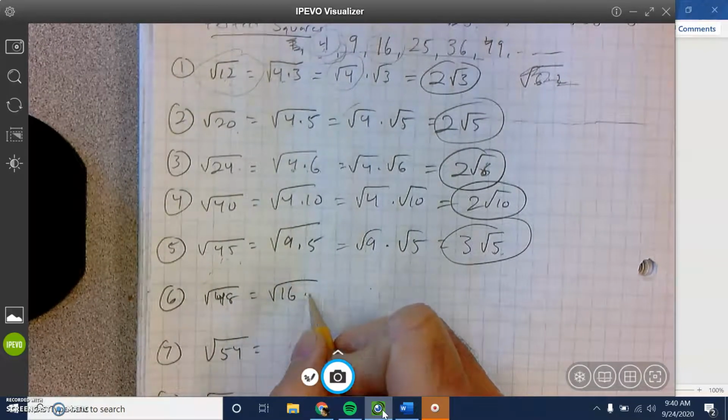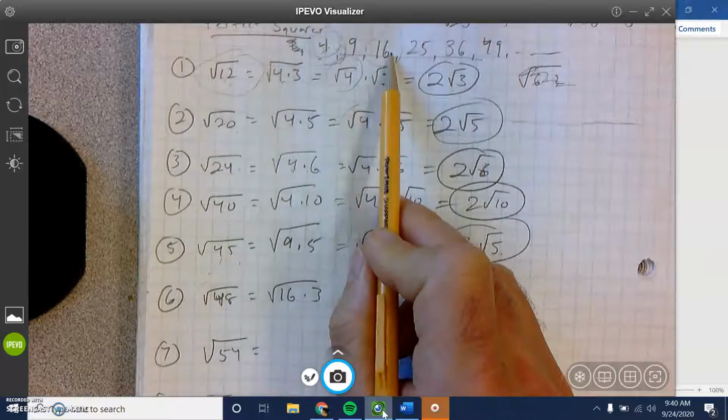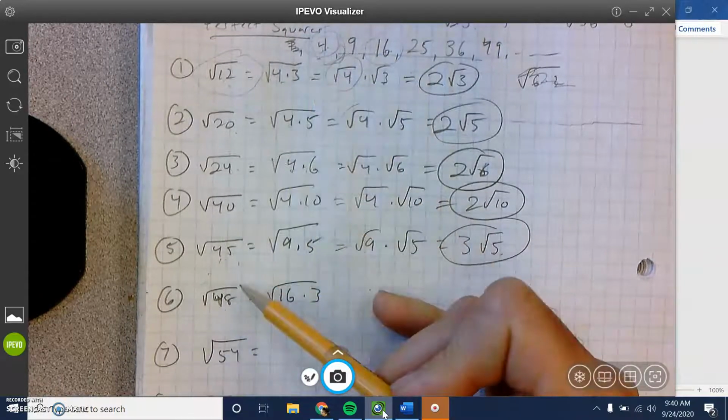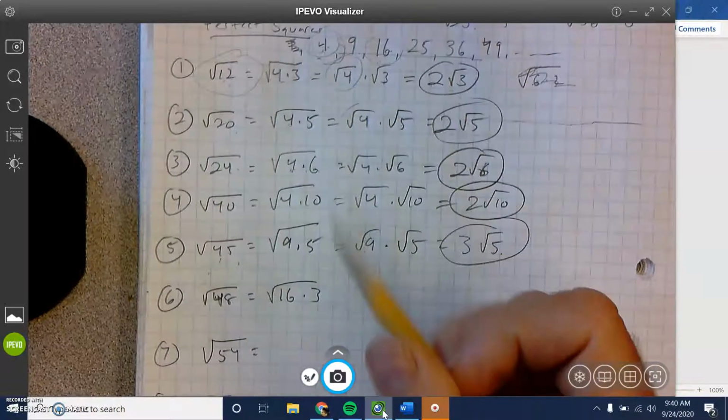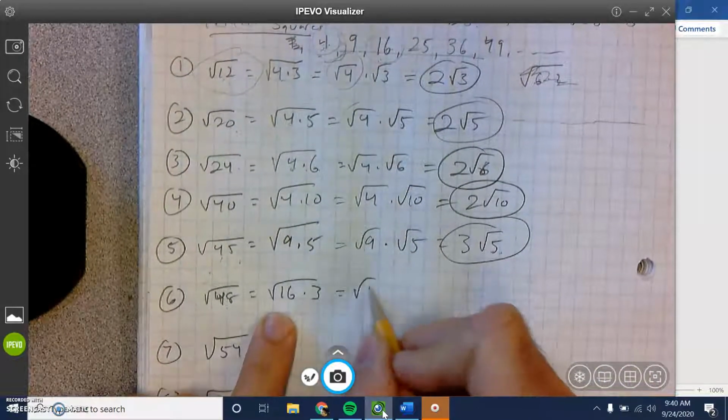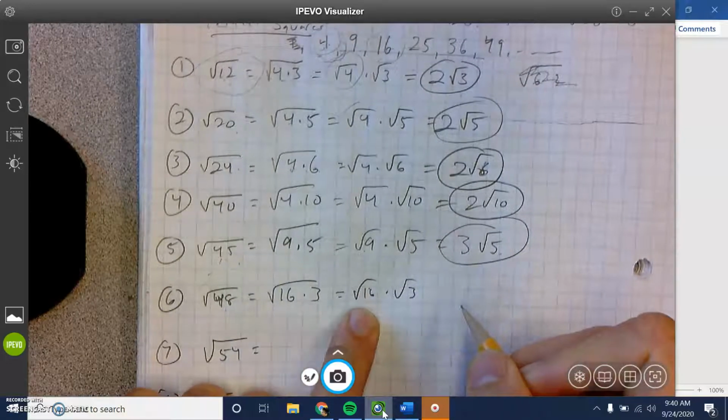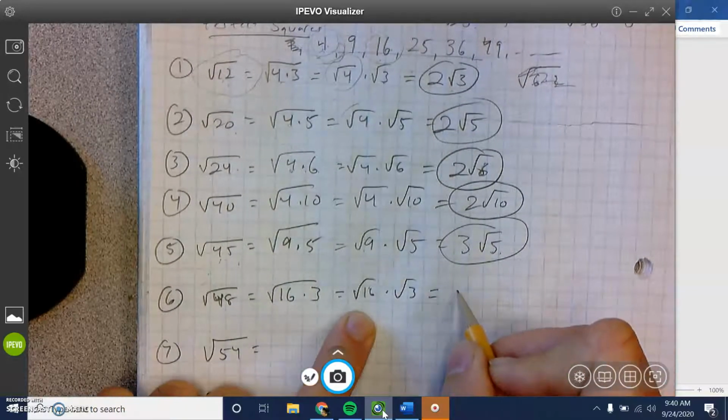So when you have an option of 4 or 16 that are both divisible, always go with the bigger factor. And I'll explain why in a second. So what number times itself is 16? That would be 4.